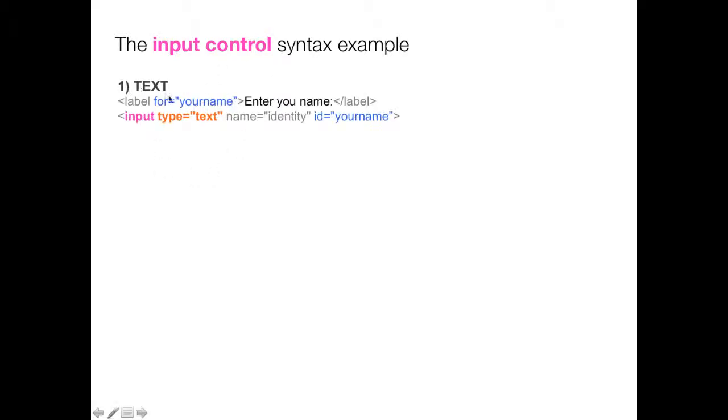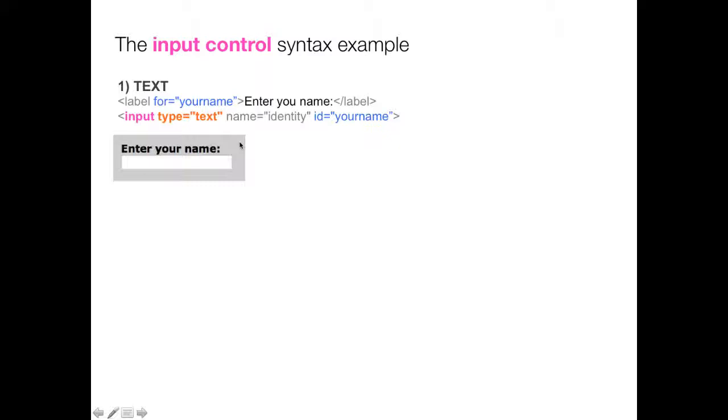So first of all, text. Label element, for attribute, enter your name. On a new line, input element, type text, name attribute, ID attribute, and we get this. Now, if we look at the syntax, it might look a bit strange to us, but basically this syntax is creating this visual on the browser.